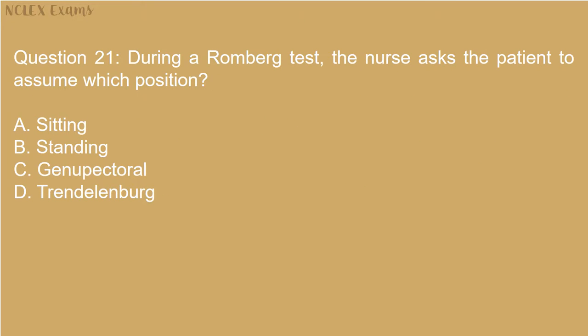Question 21. During a Romberg test, the nurse asks the patient to assume which position? A. Sitting. B. Standing. C. Genupectoral. D. Trendelenburg.